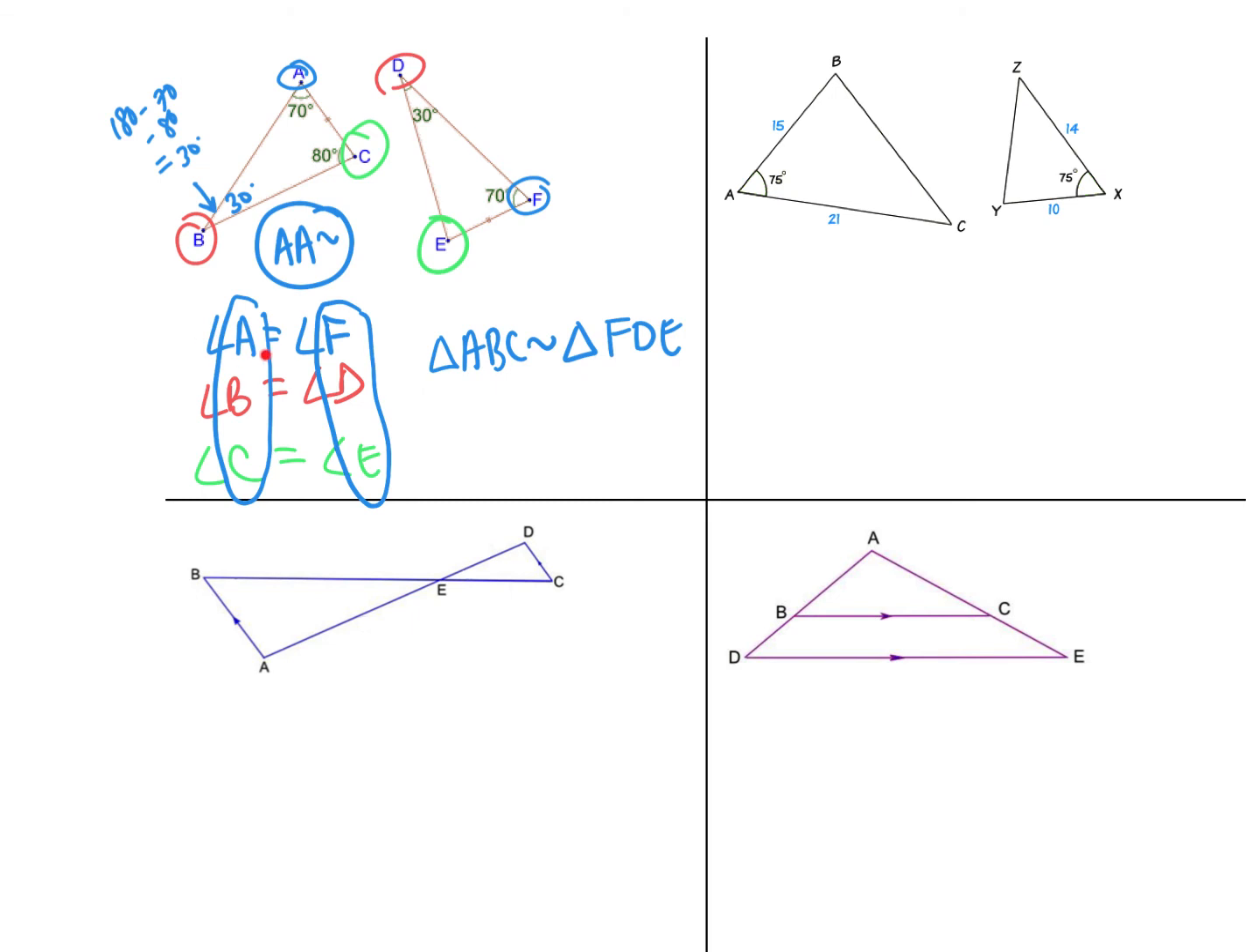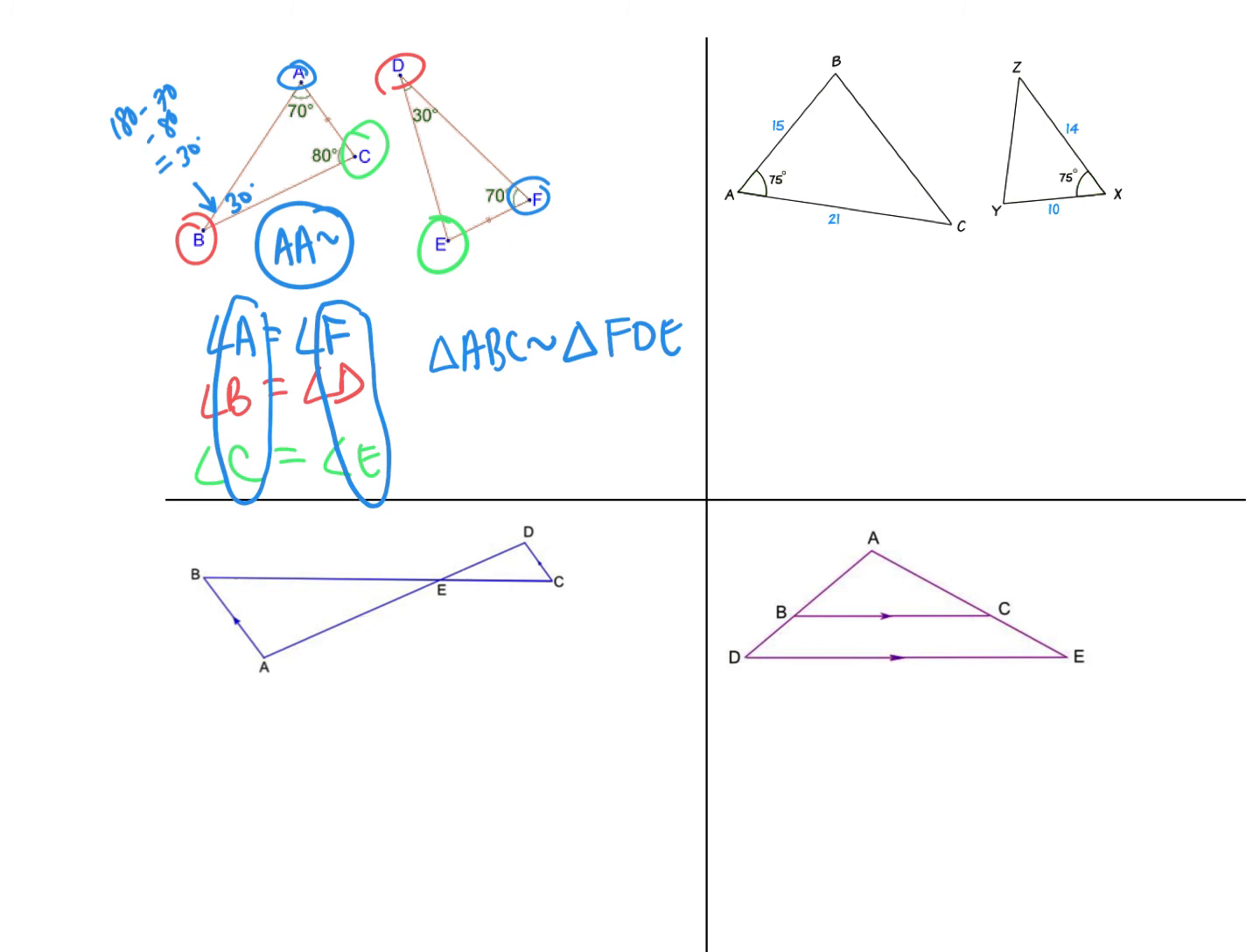Because when you wrote these statements, you already showed which angles match. So if you write them in the exact same order, A goes with F, B goes with D, C goes with E, exactly how we wrote in our statements. And again, here's how I did the proof. Here are my three statements, and here's the similarity statement.